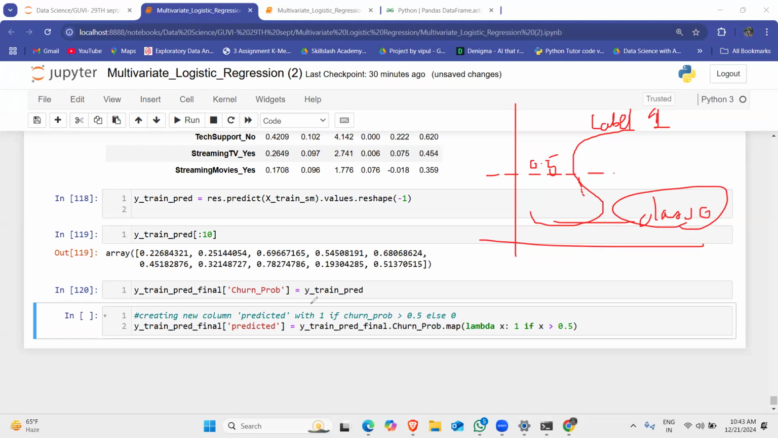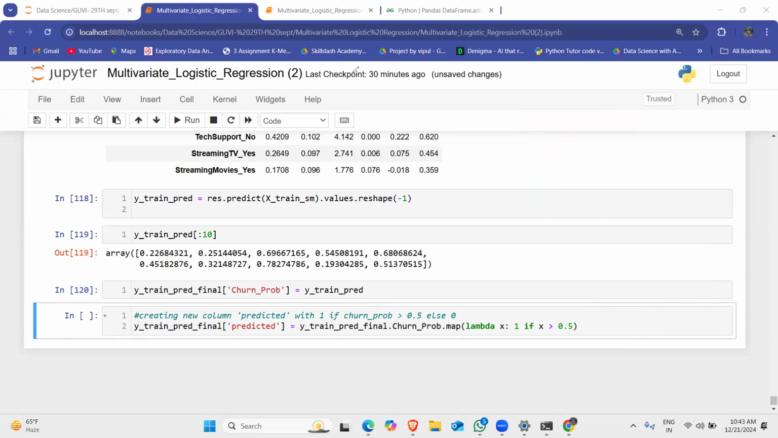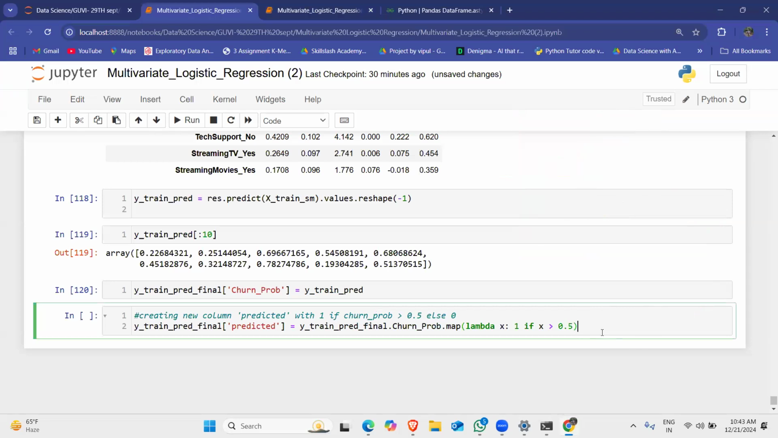And this is the churn probability, right? If the churn probability is less than 0.5, it means the customer will not churn. And if the churn probability is greater than 0.5, it means that the customer will churn. Simple. So that's what we are doing, setting a threshold of 0.5.